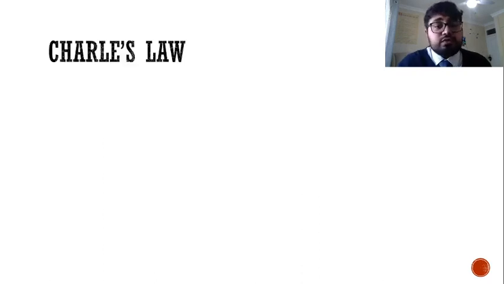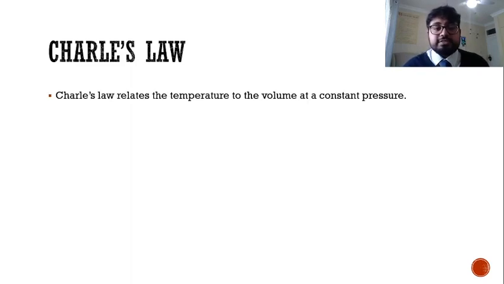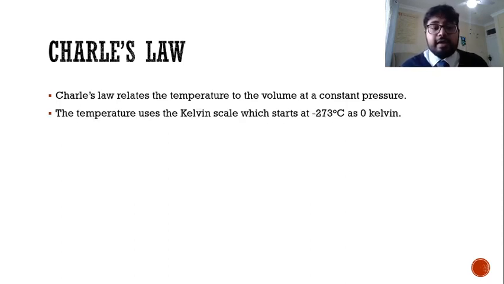So the next law we're going to look at is Charles' law, and Charles' law relates temperature to the volume at a constant pressure. The temperature uses the Kelvin scale, which starts at minus 273 degrees Celsius, and we'll look at that in the next slide.